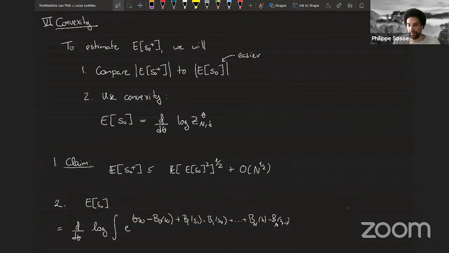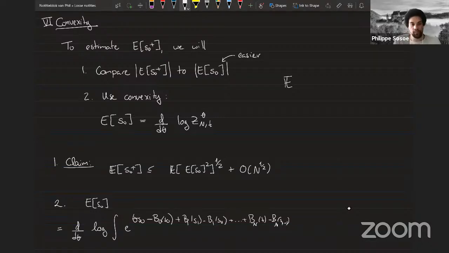Okay, so how do we do this? The plan is as follows. We're going to start by replacing expectation of S0 plus. And here, I didn't write expectation with this ugly math BB. I wrote it just with an E. And by this, I mean the quenched expectation. This is still a random variable. It's the expectation with respect to this Gibbs measure on paths. We're going to compare expectation of S0 plus to just expectation of S0. The absolute value here is very important. And then the next is convexity. We're going to bring ourselves back to log of z and t, using the fact that this expectation of S0 is the derivative of log of z and t.